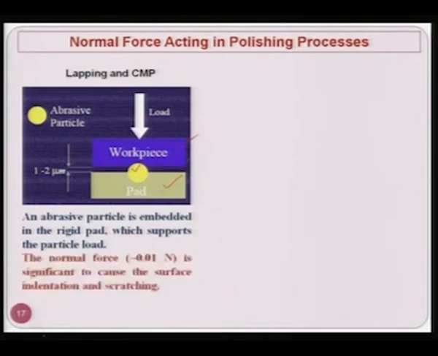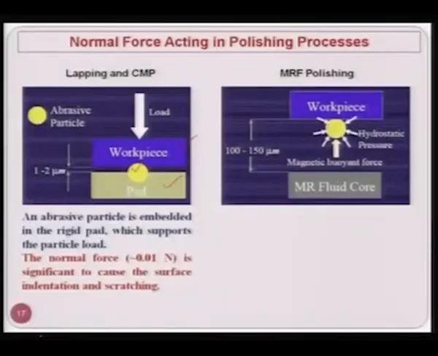The normal force, somewhere around 0.01 Newton, is significant enough to cause surface indentation and scratching. That means it damages the surface of the workpiece. Although it looks like the normal force is quite low, the size of the abrasive particle is also very small. It is a micron sized abrasive particle, and so the stresses that are acting on the workpiece surface are quite large, and this leads to damage to the surface of the workpiece. That is why I mentioned that the rejection rate in case of CMP is quite high.